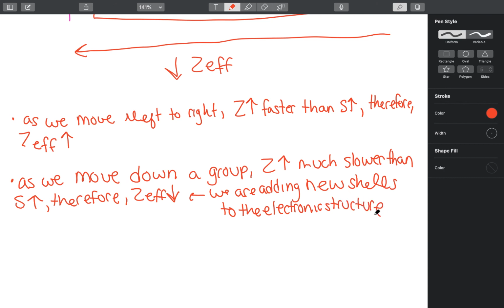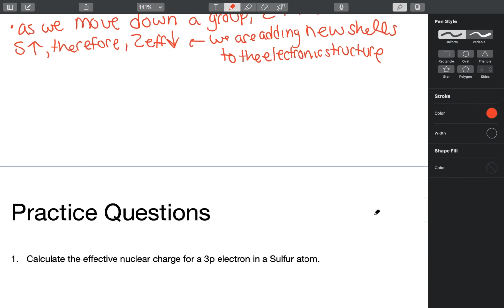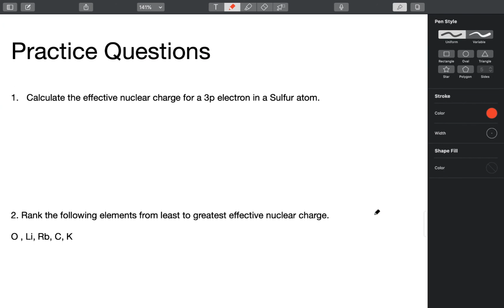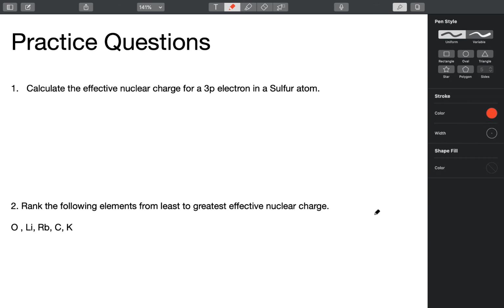So those are the rules. As you go up the periodic table from bottom to top, your effective nuclear charge increases, and as you go from left to right, your effective nuclear charge increases as well. So that is it for the lecture today. Here are some practice questions for you to try for yourself. I encourage you to pause the video and to come back once you are done.